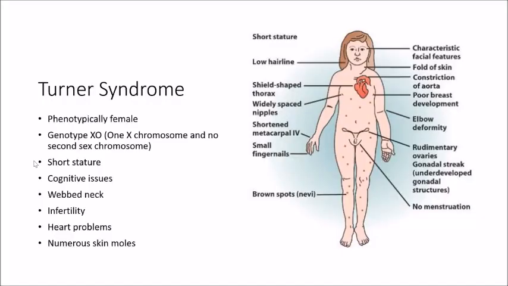So looking at some of the syndromes, Turner syndrome, phenotypically they are female. In other words, the phenotype is the visible trait, so they look like they're a female. But their genotype, in other words, what chromosome makeup they have, is an X chromosome and then nothing. All right, so this would be an example of aneuploidy, where they've lost a chromosome. So they've only got 1 sex chromosome and it's an X. There's a number of features that you can see in this diagram, but some of the key ones, they are short. Typically, they are only about 4'8". They have cognitive issues, a webbed neck. They are infertile, often have cardiac problems, and often have moles all over their body or brown spots.